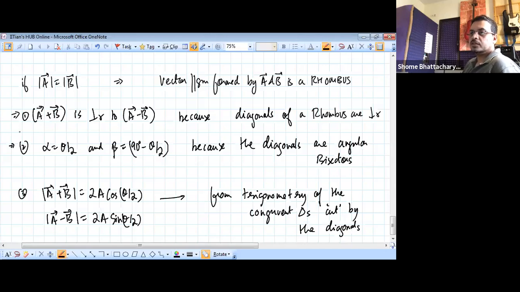Okay. So these are three important properties in terms of vector algebra. Three properties I give you geometrically. So each of them correspond to three important properties in terms of vector algebra. That A plus B is perpendicular to A minus B. That the angle made by A plus B, that is alpha with respect to A, becomes theta by 2. And the angle made by A minus B with respect to A becomes beta, which is 90 minus theta by 2. And that the magnitude of A plus B is equal to 2A cos theta by 2, where A is the magnitude of each vector and theta is the angle between them.